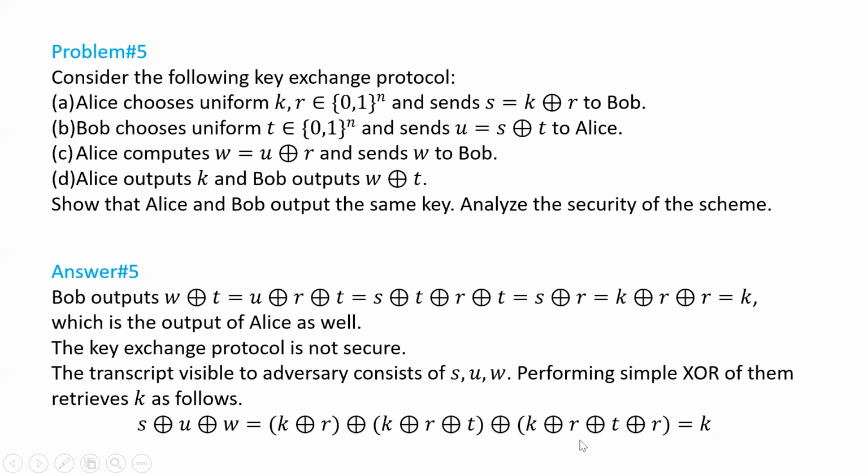1, 2, 3, 4. There are 4 R, so they will get cancelled. How many T are there? 1, 2. 2 T's are there, so an even number of T's. So that will also get cancelled. How many K are there? 1, 2, 3. 3 K's are there, so 2 of them get cancelled and we are left with only 1 K. So you just perform the XOR of the transcripts U and W and you get the key K.